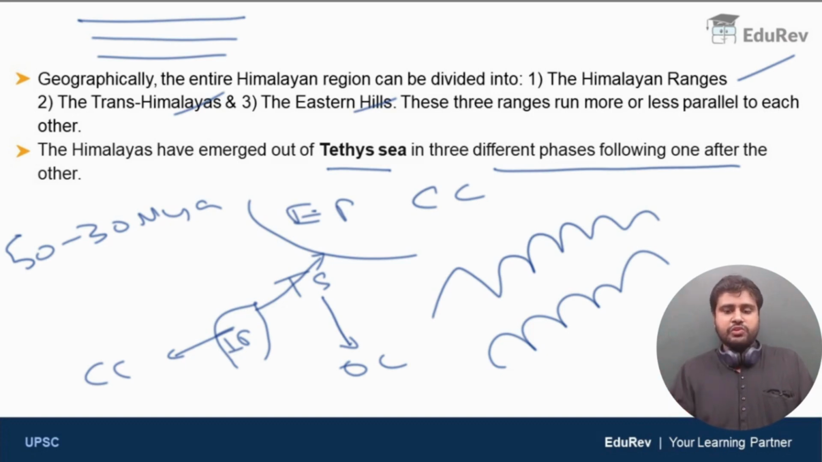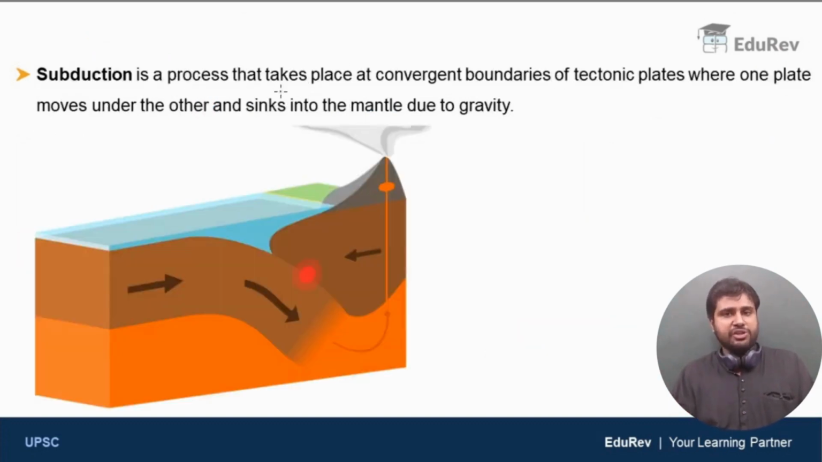Clear? So, what is the meaning of subduction? Previously we have understood that the Indian plate is subducting under the Eurasian plate. Subduction is a process that takes place at convergent boundaries of tectonic plates. What do you mean by convergent boundaries? If two tectonic plates are coming close to each other, then the boundary between them is a convergent plate boundary. Clear? So subduction is a process that takes place at convergent boundaries of tectonic plates, where one plate moves under the other and sinks into the mantle due to gravity.